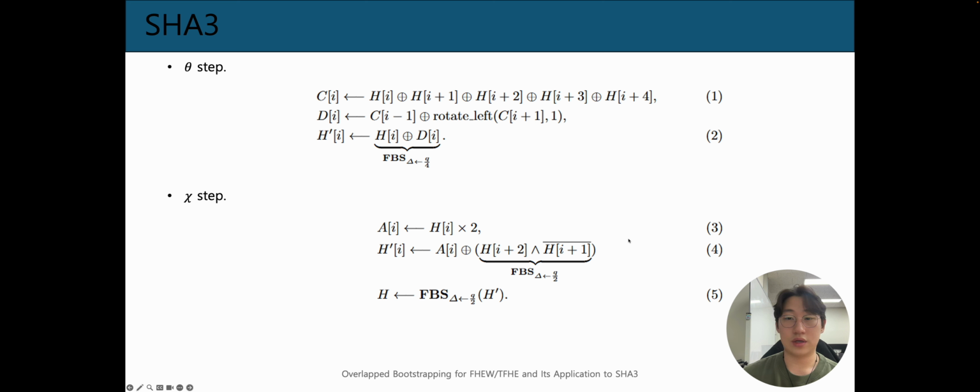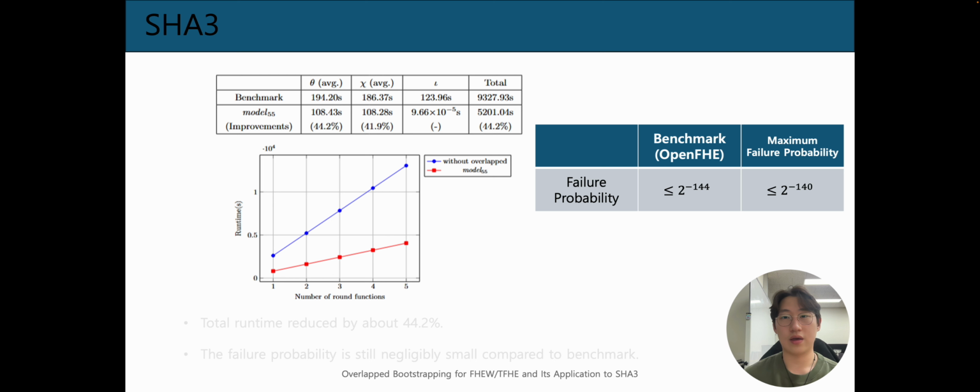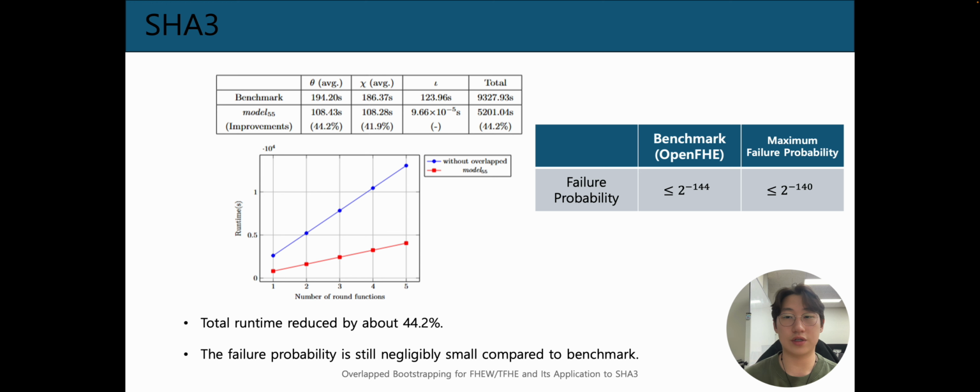And this demonstrates how our approach can flexibly and efficiently handle a sequence of mixed gate operations in the F function. Here are the results of our implementation. We achieved a runtime reduction of approximately 44%, and moreover, the maximum failure probability remains negligibly small compared to the benchmark. And we use only a single thread when we run this experiment.